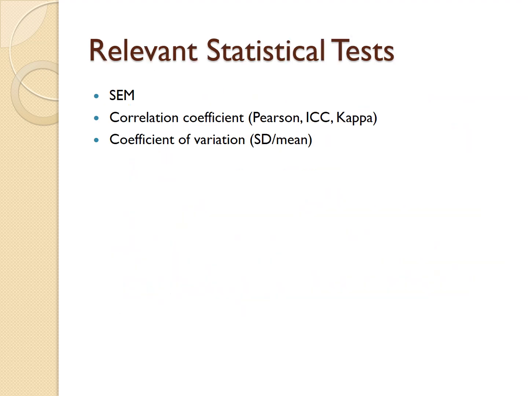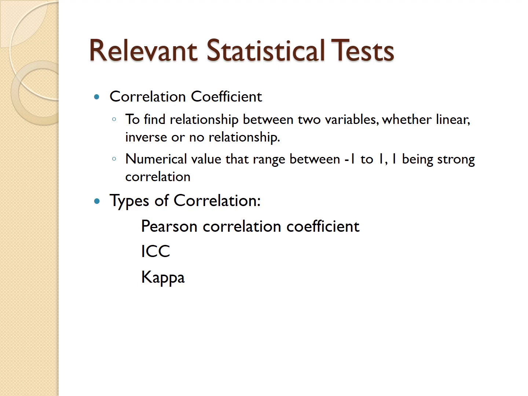So what are the relevant findings that we need to look into? We need to look into the standard error of measurement that we talked about. We're going to talk about the correlation coefficient now, and the coefficient of variation. Okay, so what is correlation coefficient?